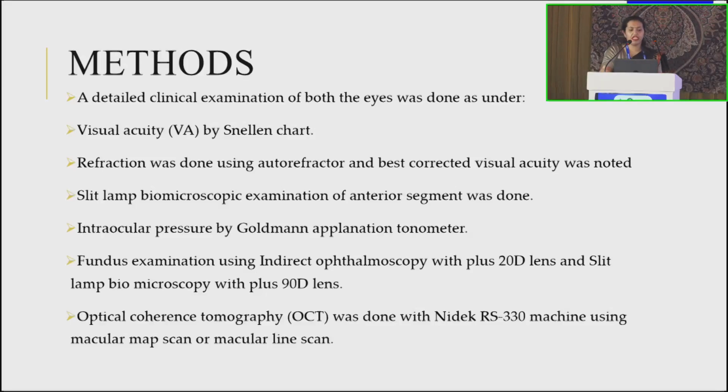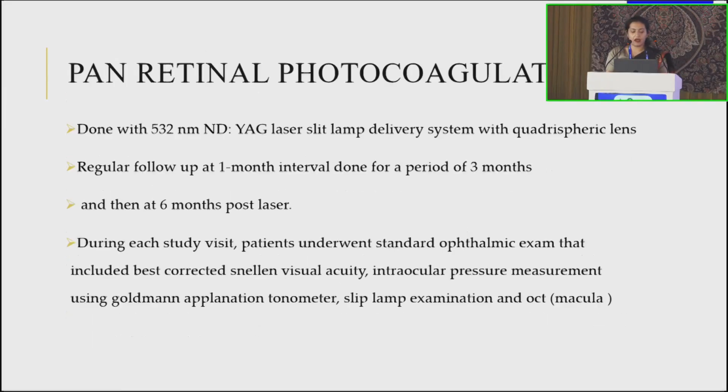So a detailed clinical examination was done. Visual acuity by Snellen's chart, refraction, and BCVA was noted. Slit lamp microscopy of the anterior segment was done. Posterior segment was examined with indirect ophthalmoscopy with 20D and slit lamp with 90D. IOP was done by GAT, and OCT was done by NIDEK RS330 for macular map scan.